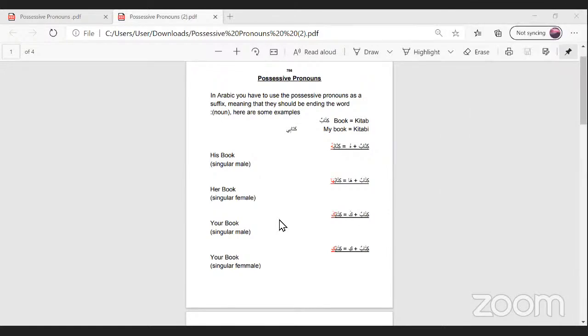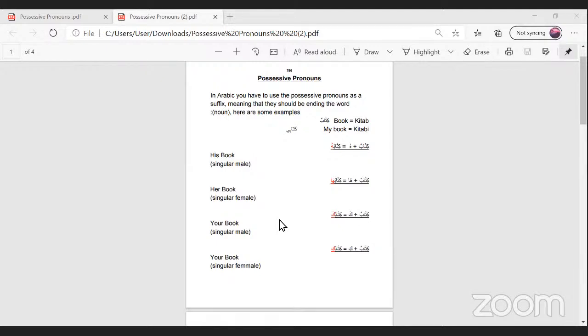Mudarrisun? Mudarrisun, as you know, means teacher, yes? Yes, teacher. So I want you to say his teacher, her teacher, your teacher, and so forth. Go ahead. Mudarrisuhu, his teacher, correct. Mudarrisuha, her teacher, correct. Mudarrisuka, your teacher, correct. Mudarrisuki, your teacher for female. Mudarrisuna, our teacher. Mudarrisi, and my teacher.